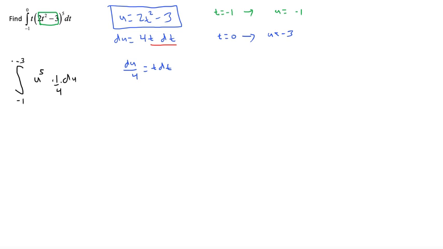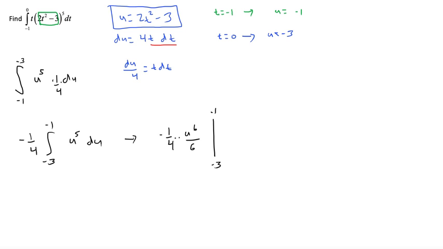I know that I should switch this around. I'll bring out the 1/4, make it negative, and switch the limits of integration from -3 to -1, and then I'll get u to the 5th du. And that one we should be able to do pretty easily, because it's just a u to the 5th power. So when we take that integral, we get the -1/4, we get u to the 6 over 6, and we want to evaluate that from -3 up to -1.